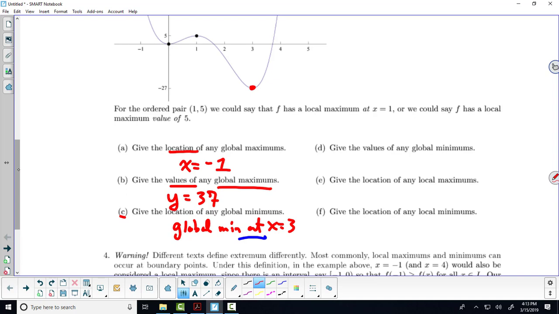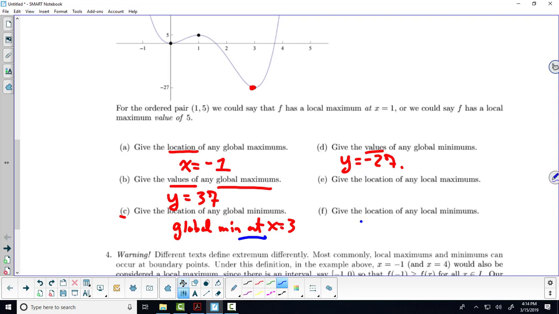D asks to give the global minimum values. So we have a global minimum of y equals negative 27. That is a global minimum value. So we have a local minimum at x equals 0 and at x equals 3. We have a local maximum at x equals 1.